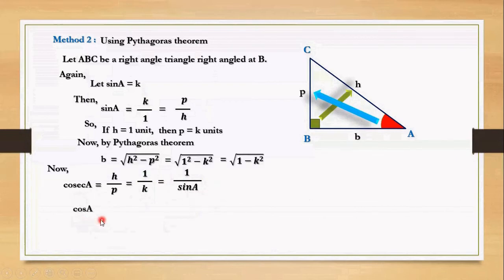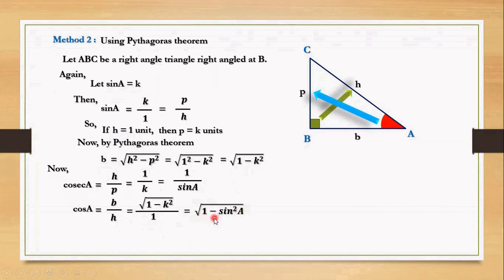Now cos A. The ratio of cos A is B by H, base by hypotenuse. Let's substitute the values from here. Base B we have calculated, it is root under 1 minus k square. And in the denominator h, the value of h is 1. Now substitute this k by sine A again. So we have root under 1 minus sine square A. Cos A is also expressed in terms of sine A.